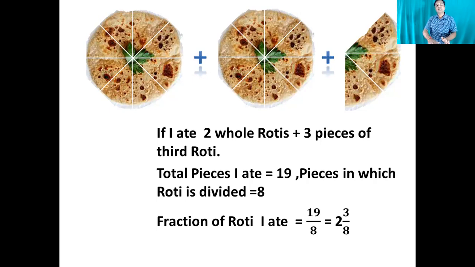This improper fraction can be shown in another way also, like I have shown here, that I have taken two wholes and then 3 pieces out of 8 in the third one, and this is known as a mixed fraction. And this 19 out of 8, 19 pieces in which the whole is divided into 8 pieces, is known as the improper fraction, and 2 whole 3 by 8 is known as a mixed fraction. So a mixed fraction is nothing but a mixture of a whole and a part of something. So we have now seen what is meant by improper fraction and what is meant by mixed fraction.